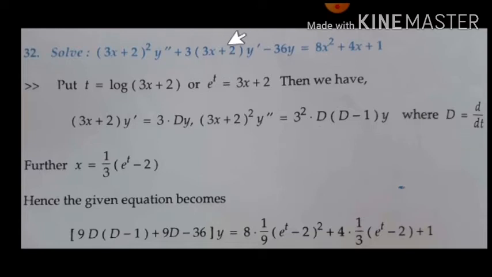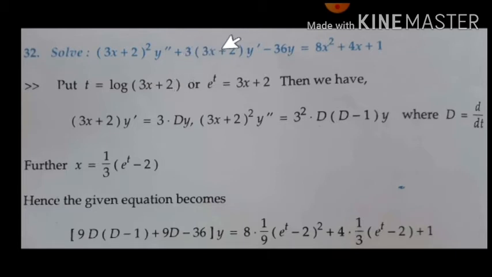Solve this differential equation. You need to identify, see that along with y dash, the term of ax plus b is there. A value is here 3, b value is 2. Along with y double dash, ax plus b whole square form is there. So we can easily identify that this is a Legendre differential equation. So what is the substitution? t equal to log of 3x plus 2, or e to the power of t equal to 3x plus 2.